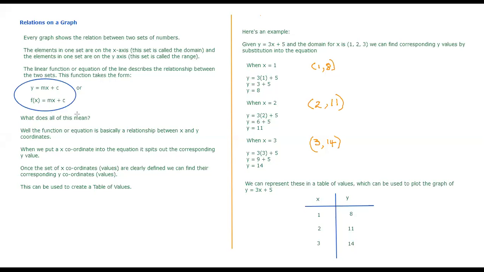So this is just general here. y is equal to mx plus c, or sometimes it could just be f of x is equal to mx plus c. We'll get into what the m is a bit later on, but basically the values of x can be defined, and as we put values of x into these equations, they will spit out corresponding y values. Look at what I said here: the function of the equation gives us the relationship between x and y. So if I put an x coordinate into the equation, it will spit out the corresponding y value.